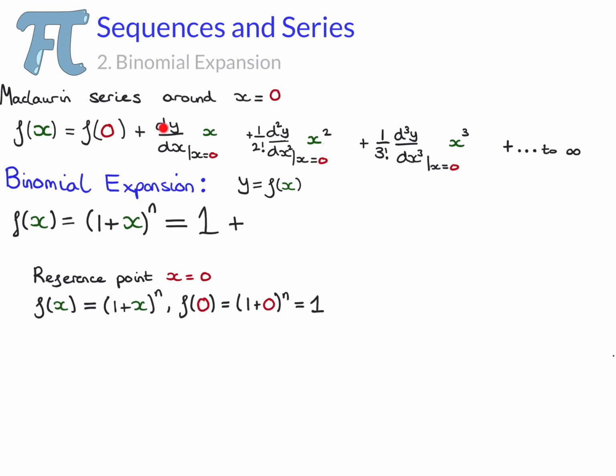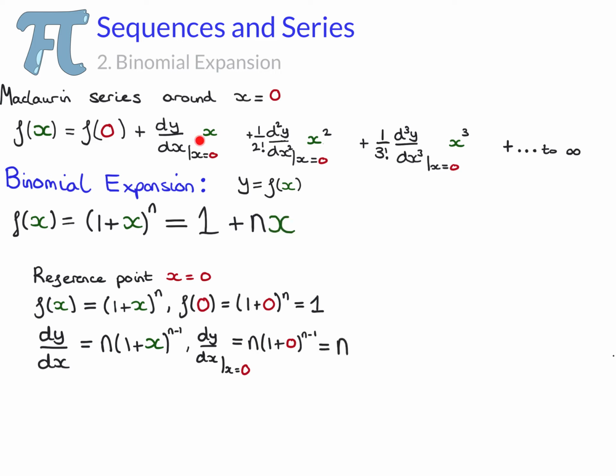Next, we need to find the x coefficient. Differentiating (1 plus x) to the n is done using the chain rule. We get an n out front, and the power is reduced by 1 to n minus 1. We must evaluate this at the reference point, x is equal to 0, which again results in a bracket term of 1. The coefficient is then just n.